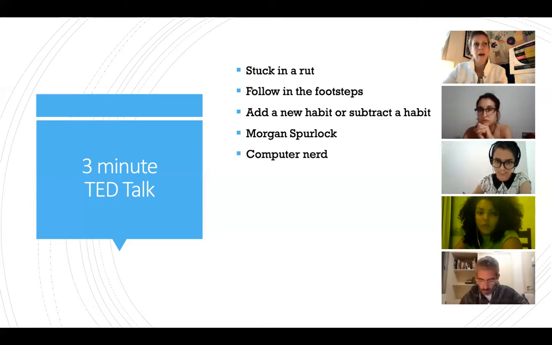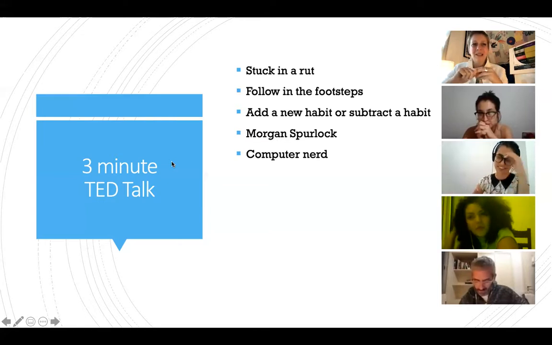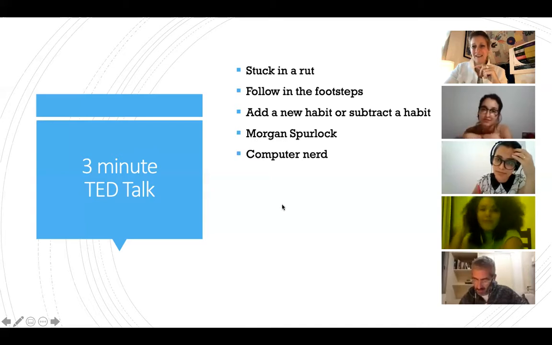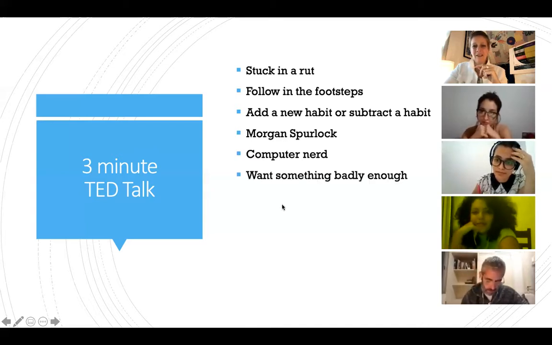How about this expression, a computer nerd? A nerd is like someone who is always thinking about the research. A computer nerd is like a geek, always at their computer, right? They're maybe a little bit awkward with people, right? That is a computer nerd.